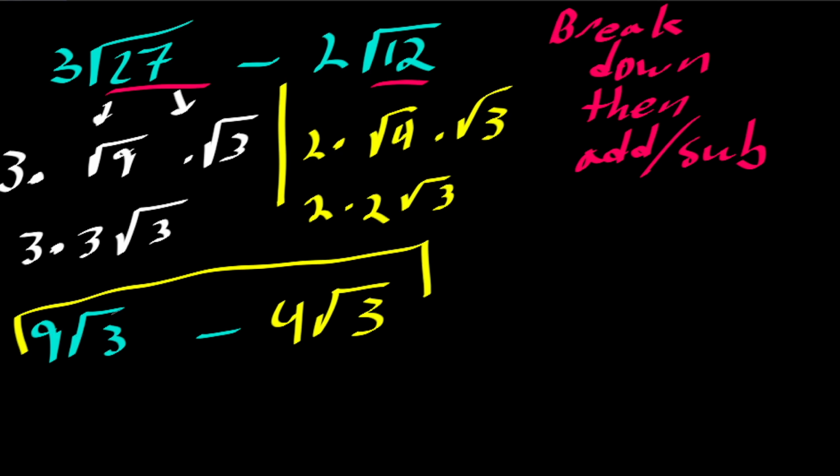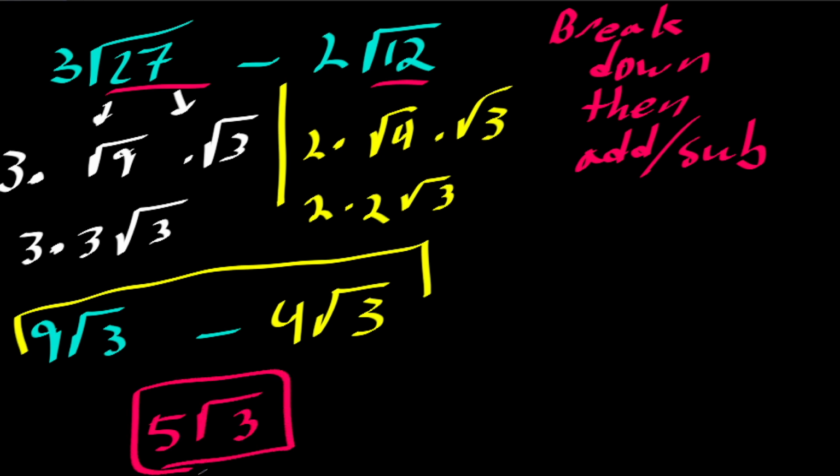So now we've gotten 9 radical 3 minus 4 radical 3. Both of our radicals are square roots. And the radicand, which is under the radical, is 3 in both of these. So we can actually combine these like terms. We can say 9 minus 4 is 5, and then keep radical 3, and that would be our answer.